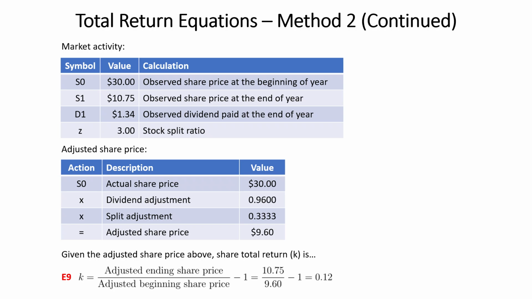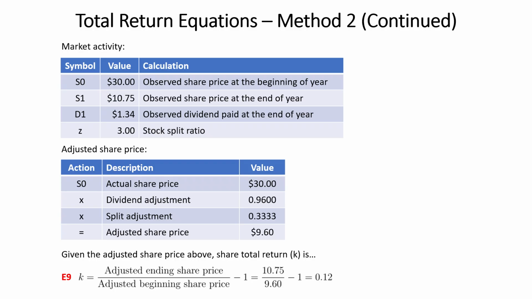And the way that we get to adjusted share price is we take the actual beginning share price of $30 times the dividend adjustment of 0.96 times the stock split adjustment of 0.33 in order to get an adjusted share price of $9.60. And this is why adjusted share prices are the way to go as far as calculating total return. Because now we have a total return equation, E9, which is very easy.